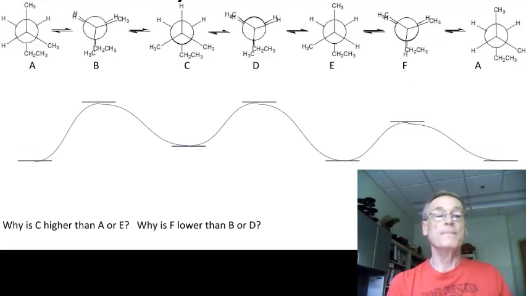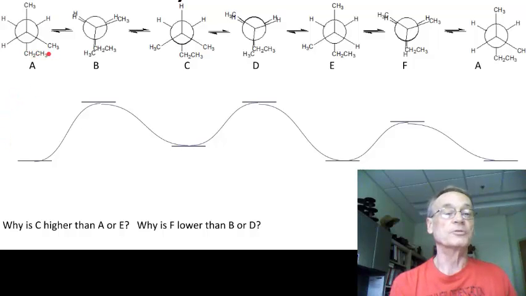Second rule, bigger groups want to be farther away from each other. So these two groups are going to want to be far away from each other, and so on. Now let's compare. Let's do the eclipsed ones first. So here we have a methyl eclipsing with a hydrogen and an ethyl eclipsing with a methyl.